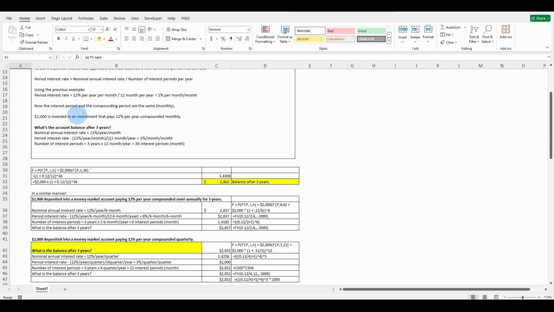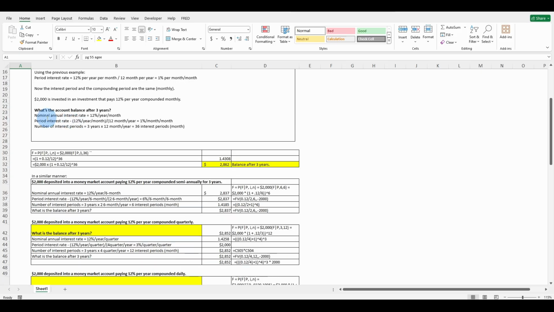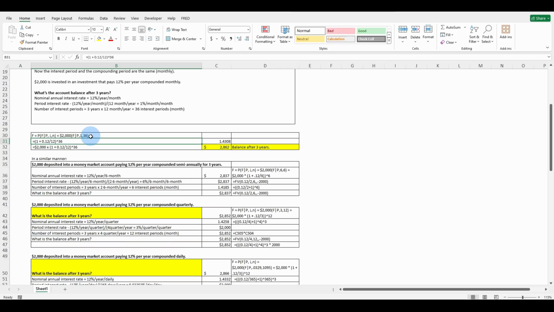$2,000 is invested in an investment that pays 12% per year compounded monthly. We have a nominal interest rate of 12%. We have a period interest rate of 1%. Number of interest periods, 3 years times 12. Got that? Here's this ugly deal for the engineering perspective, which I loathe, by the way. So we have 1 plus 12 divided by 12, and then there's 36 periods. 3 years times 12. You can put in parentheses 12 times 3 if it's easier to see.